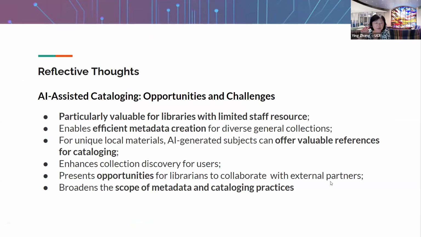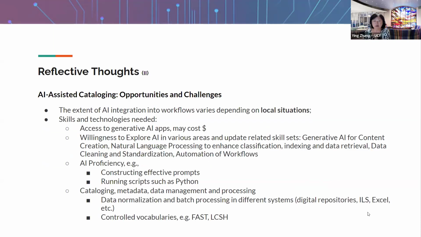Hi, everyone. We've already discussed many of these opportunities and challenges in previous sessions. The one I wanted to highlight most is that AI-assisted cataloging can be very valuable when you are dealing with a very short staffing situation, because it could create efficient metadata or at least valuable resources. And really the key here is we are creating more discovery tools for users, be it FAST or keywords or other subject headings. And then how much AI should be integrated into the cataloging workflow really depends on the local institution and local situations.